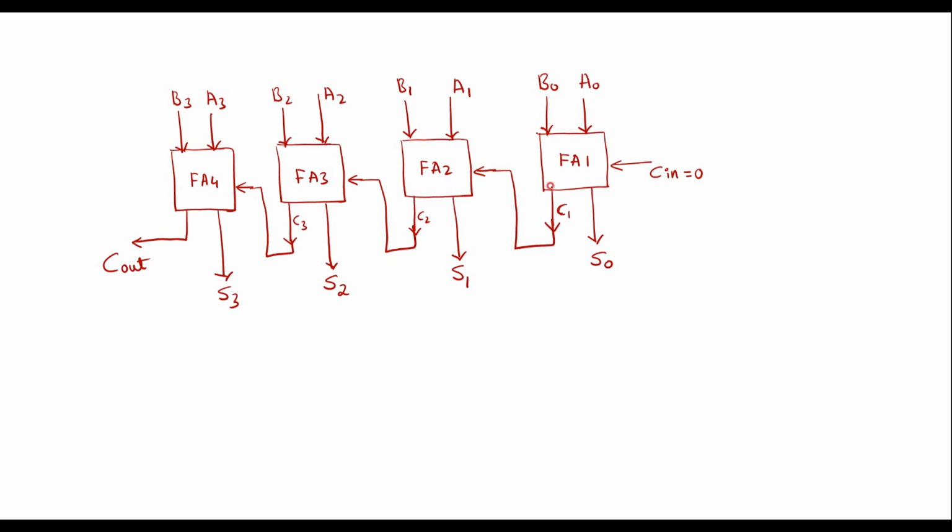So here we have cascaded 4 full adders. So the name is cascading full adders or parallel adder. This is 4-bit parallel adder. This is the block diagram of 4-bit parallel adder. Now by seeing this 4-bit parallel adder, I can draw the logic symbol for this.